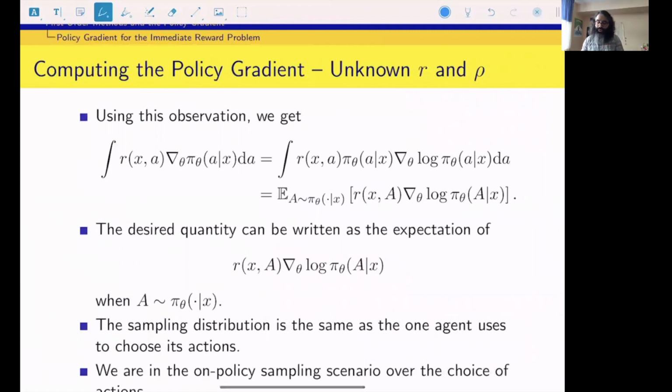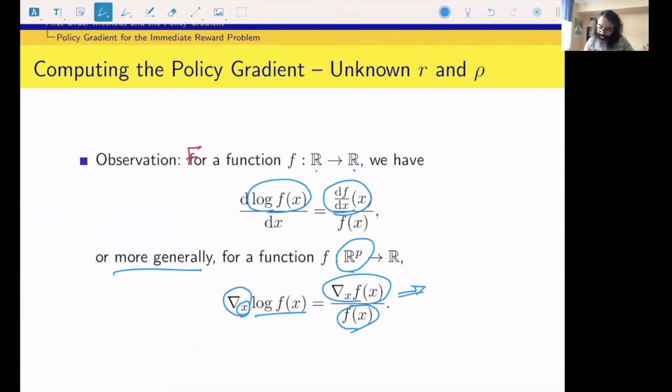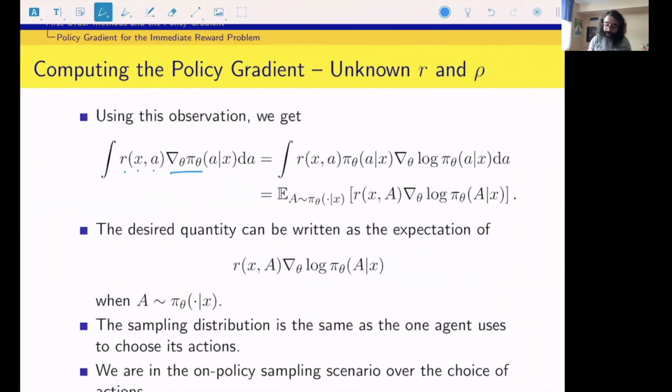So what we have is that the quantity that we want to estimate was an integral of R of x and a times the gradient of pi theta, right? We use that formula in order to write the gradient of pi theta as, to be a bit more clear, f of x times the gradient of log of f of x. So I do this manipulation, and I substitute the gradient of pi with pi times the gradient of log of pi to get this form on the right-hand side.